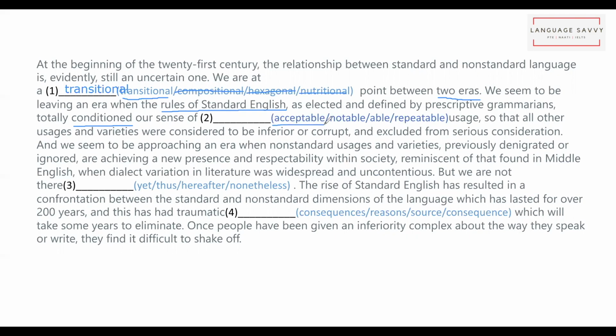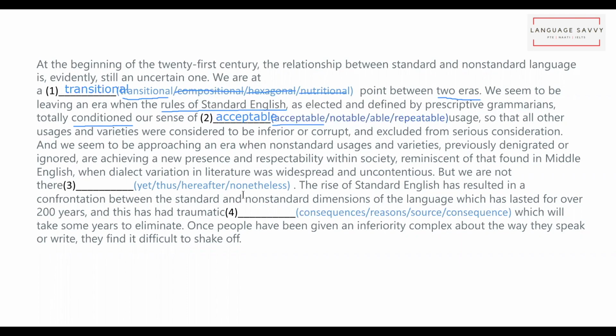So by understanding the context, we can see that what is being said in the paragraph is that the rules of nowadays English are conditioned to our sense of acceptable usage. Like the words that we accept to use. This sense of able use doesn't make any sense. Sense of repeatable use, like if you repeat a word, that does not mean that it becomes a rule of our standard English, right? And notable usage doesn't make any sense either. So it has to be acceptable usage, because these are the words that we accept to use. So our rules are conditioned to our acceptable usage. So the correct answer is acceptable.